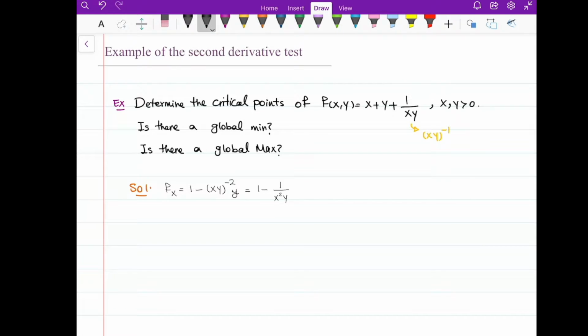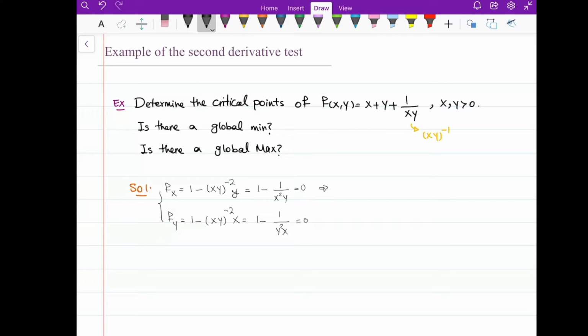Okay, and then I'm gonna find the partial derivative with respect to y. We're gonna do the same thing. Just because the function is symmetric with respect to x and y, I just replace any x with y and any y with x. So I get 1 over y squared x. And I'm gonna set both of them equal to 0, so I have a system of equations to solve.